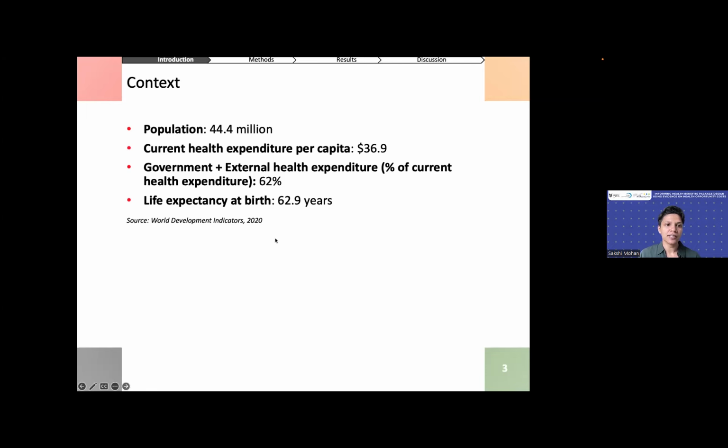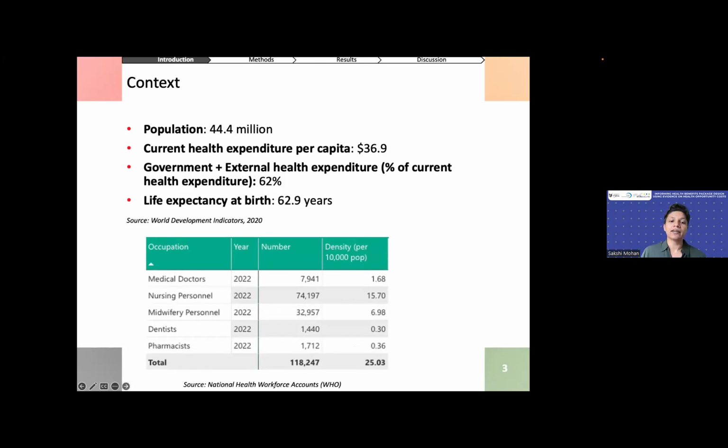Just to set the context, we're working with Uganda, and at the time of the analysis, the population was about 44 million. The current health expenditure per capita was $36.9. The government expenditure as well as donor expenditure together constituted a majority of the healthcare expenditure in the country. And the life expectancy of the population is about 62.9 years.